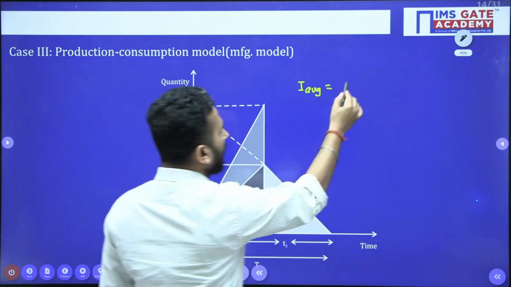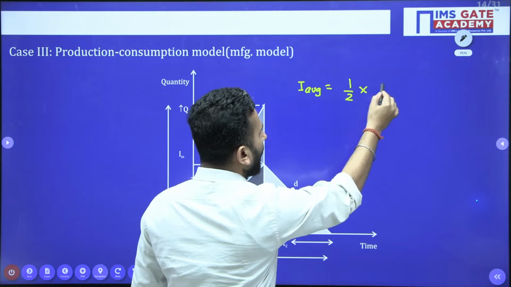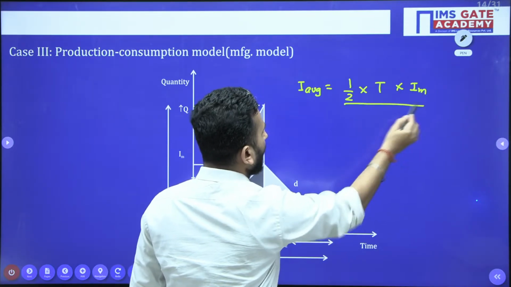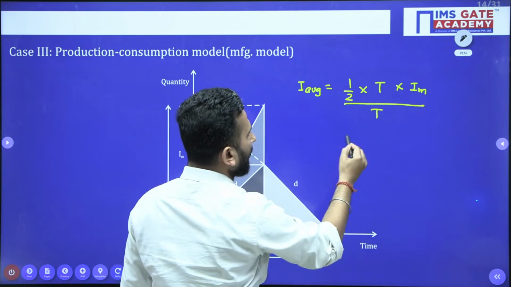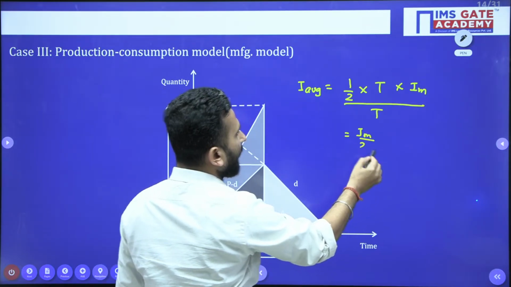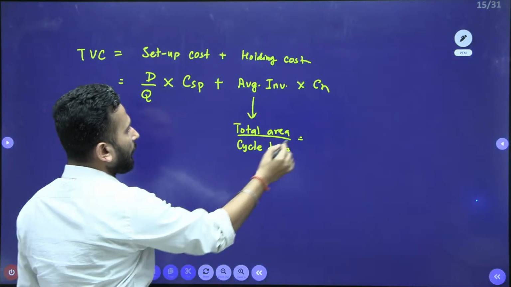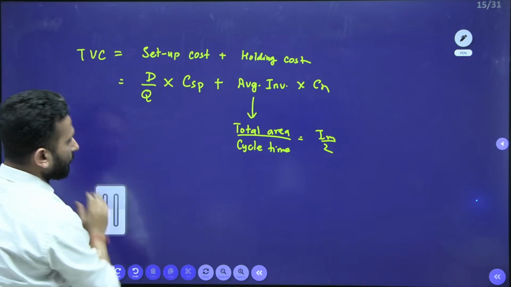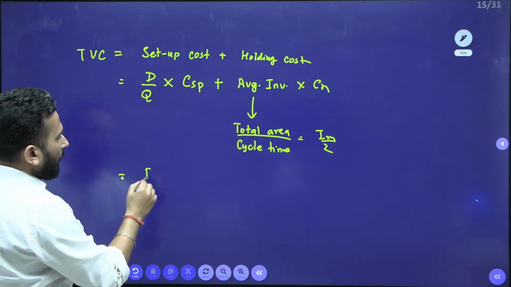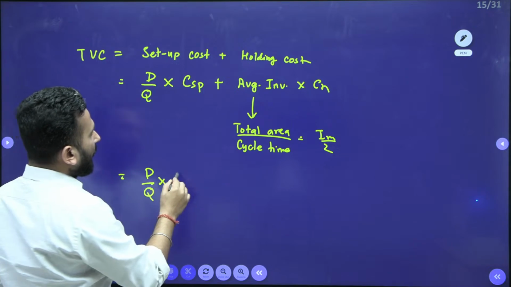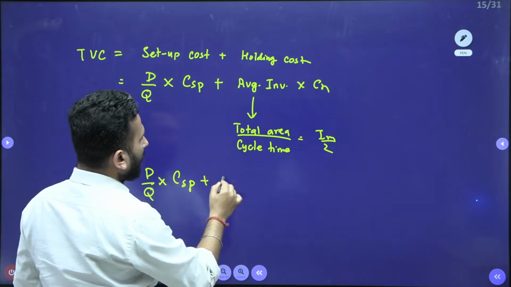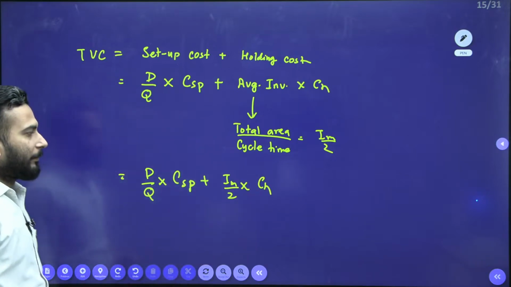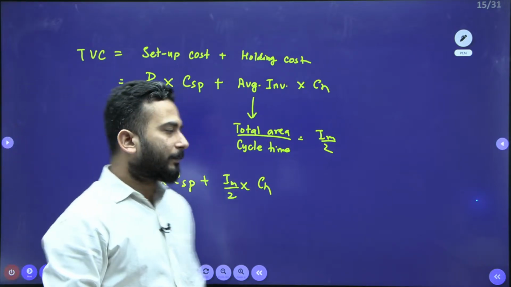Total area is half into cycle time into IM divided by the cycle time, and that is nothing but IM by 2. So it is nothing but IM by 2. Yes or no? So D by Q into CSP plus IM by 2 into CH. Getting or not?